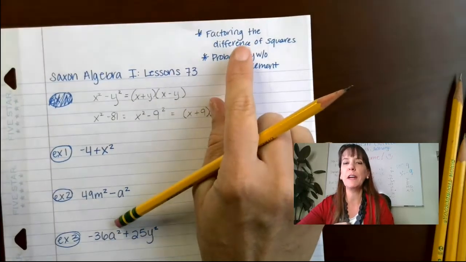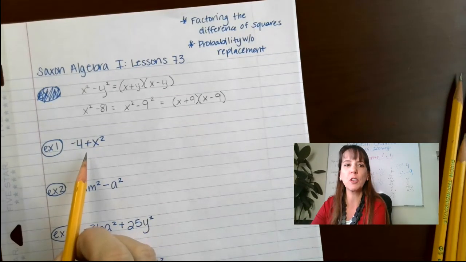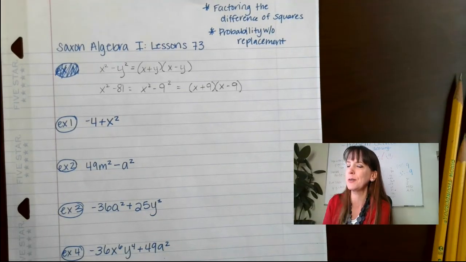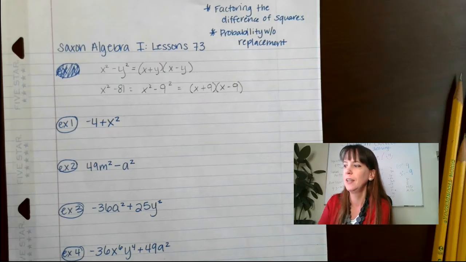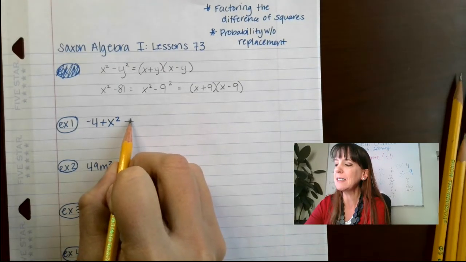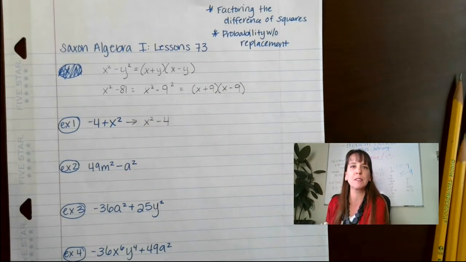Now, it's called factoring the difference of squares because the word difference means subtract. So you want to make sure that you have a subtraction problem. If you have an addition problem, it's not going to work unless we're talking about cubes, and then you're in Algebra 2, and we'll talk a little bit more about that. So this one is not a subtraction problem, but I can easily fix it by switching things around. Now I have x squared minus 4.